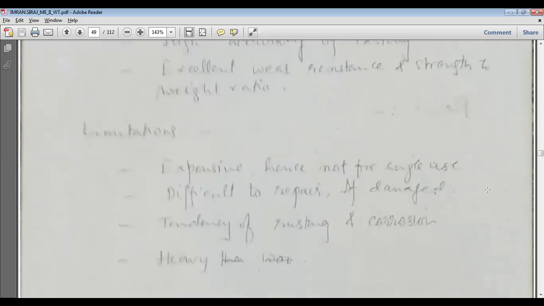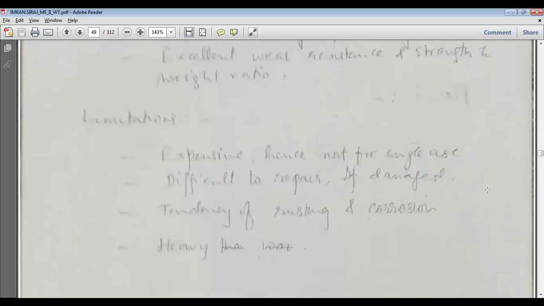Then we have disadvantages. Expensive. Obviously, it will take a lot of cost because metals are costly. Then difficult to repair. If damaged, it would not be easy to repair the metal patterns. Then tendency of rusting and corrosion. There are always chances of rusting once it comes into contact with moisture. Rusting starts taking place. And heavy, bulky. They have high density, so they are heavy.